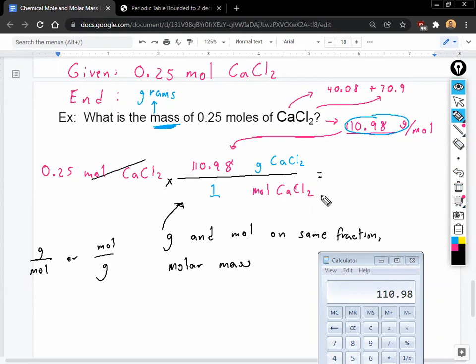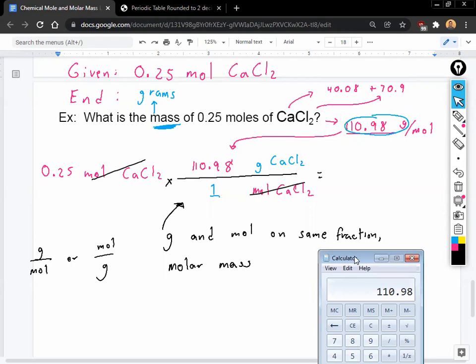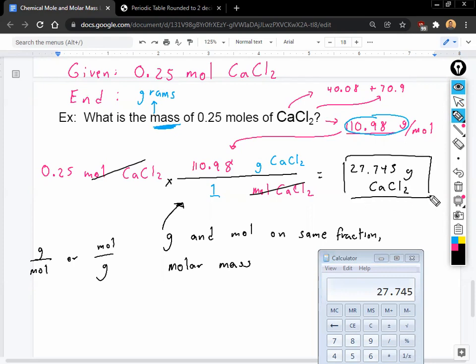And then from there, we just solve. Moles cancels out. And then we just need to multiply the top, divide the bottom. So 0.25 times the top, 110.98. That's going to give us a final answer of 27.745 grams of CaCl2. And that's it. That's how you do dimensional analysis with molar mass.